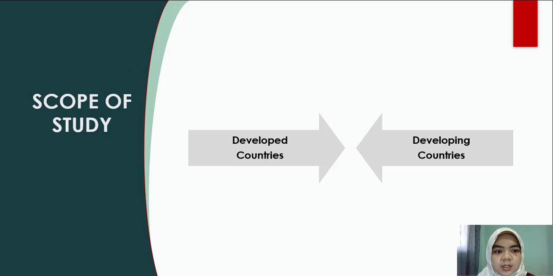Okay, the scope of the study only involves developed and developing countries. It is because, for example, when we look at developed countries such as Japan, they have the lowest trade openness compared to developing countries. Meanwhile, when we look at Malaysia, Singapore, Indonesia, Thailand and so on, the developing countries grow faster than Japan in terms of trade openness.